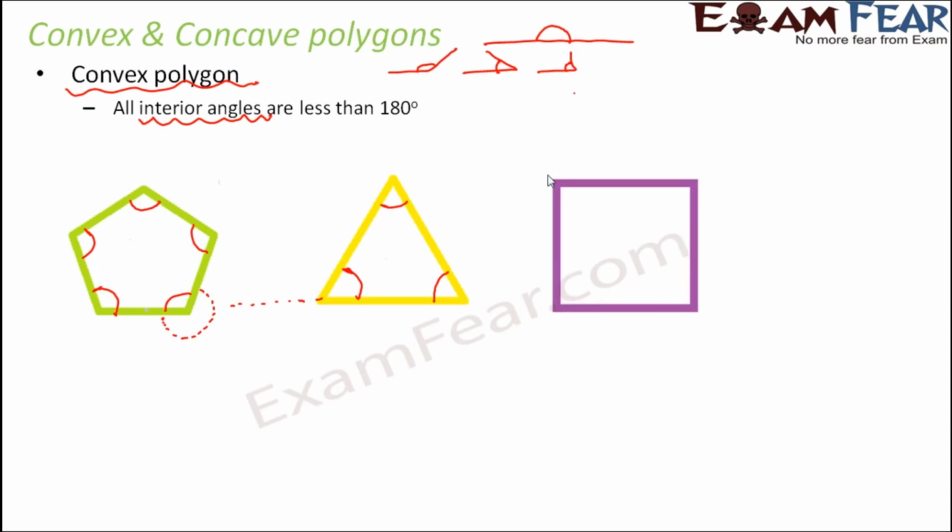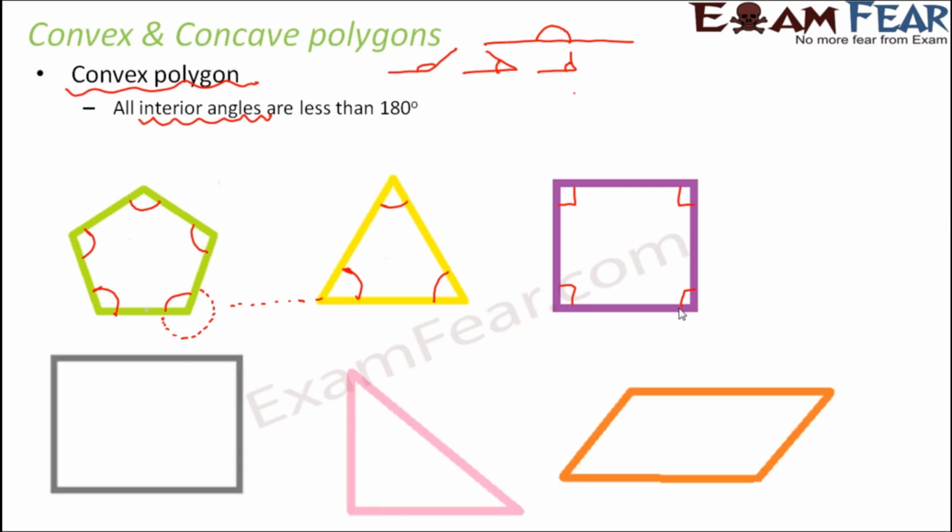So look at the square. Here all angles are 90 degrees, which is again less than 180. So this is also a convex polygon. This is what signifies which one is a convex polygon and which one is a concave polygon. So look at all these examples, they are all convex polygons, and needless to say, you know why they are convex, because their angles are all less than 180 degrees.